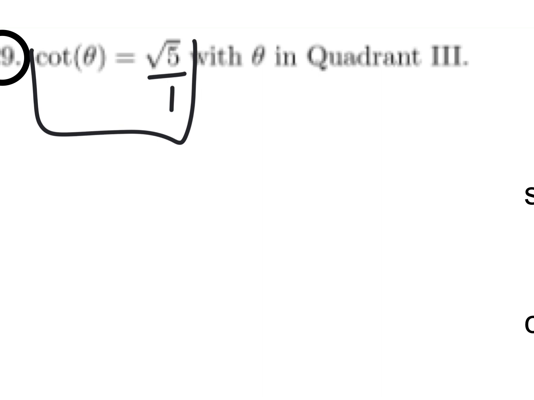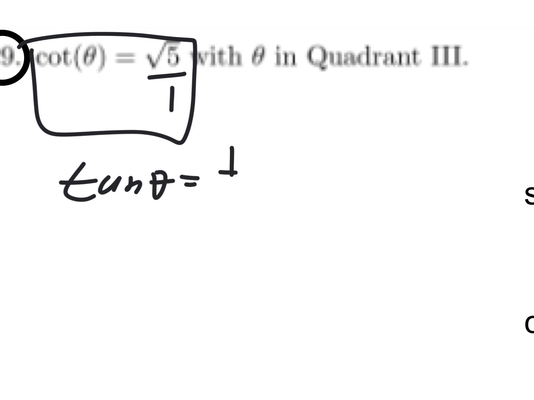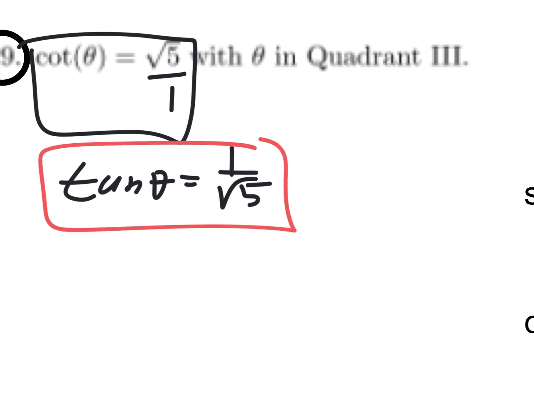What are you going to draw this for? Come on, who can translate this into something that we just knew yesterday was easy? Tangent of theta would be 1 over root 5. So that's really what they just told you. And it's in quadrant 3, so now it's not hard to draw.